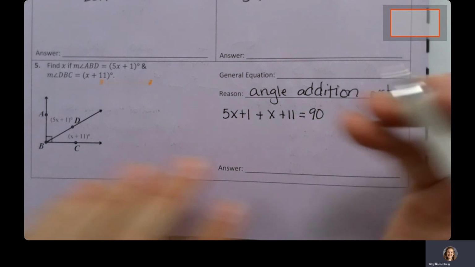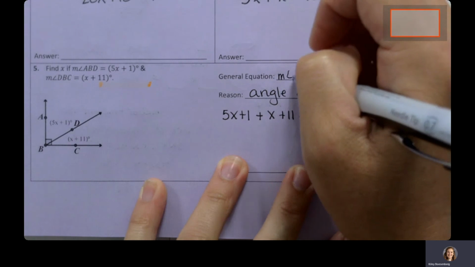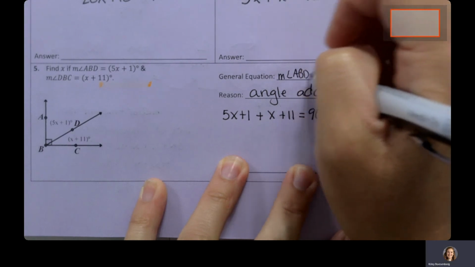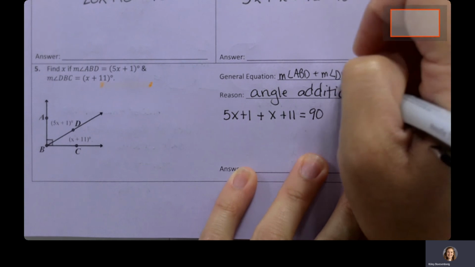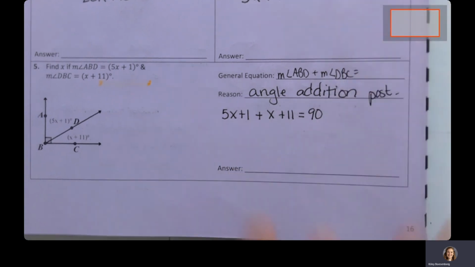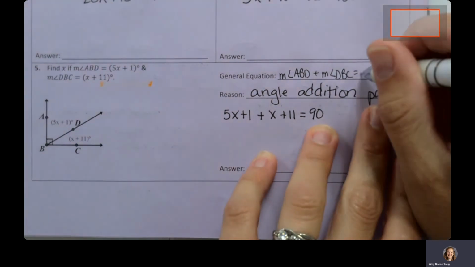So the general equation then would be these angles here. I'll go ABD, measure of angle ABD plus measure of angle DBC. And because we're doing angle addition, we have to set it equal to the full angle, which is ABC.